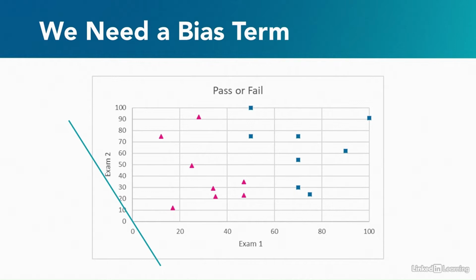As you may have already guessed, a simple solution is to add a bias term, a term that's independent of the grades of exams 1 and 2. Technically, this is the intercept in the equation of a straight line. Notice how this line does the trick for us.